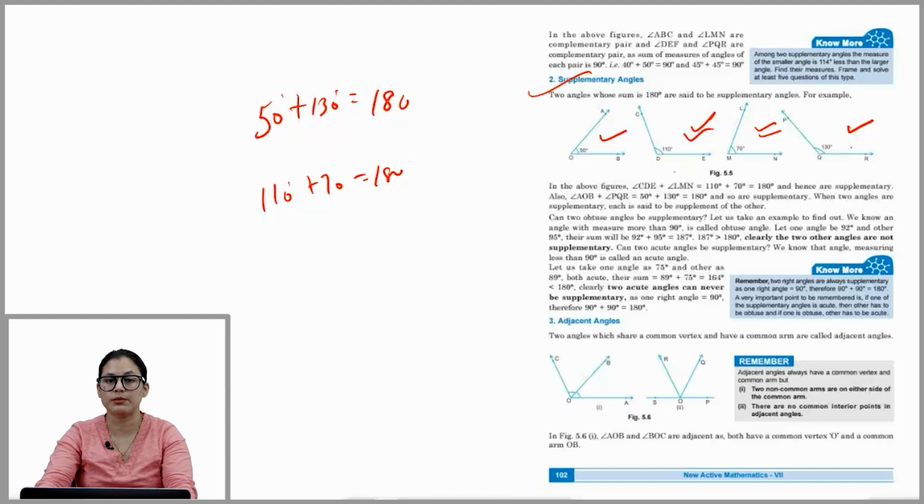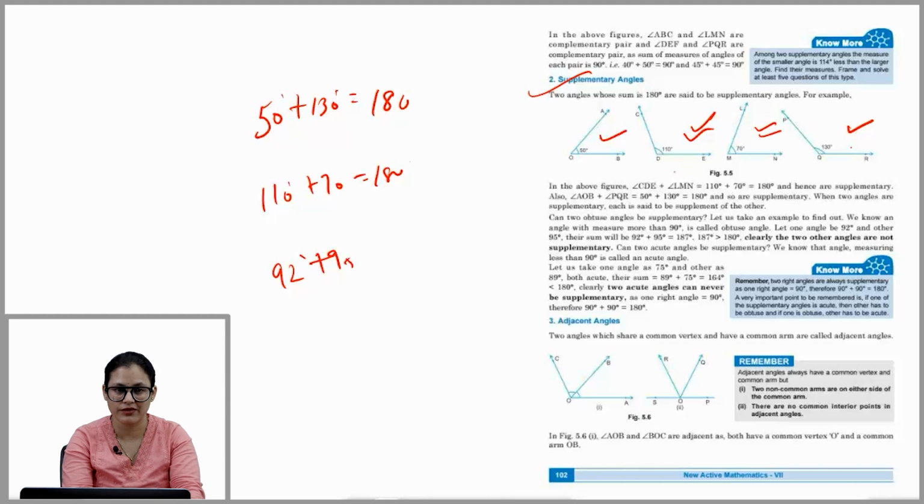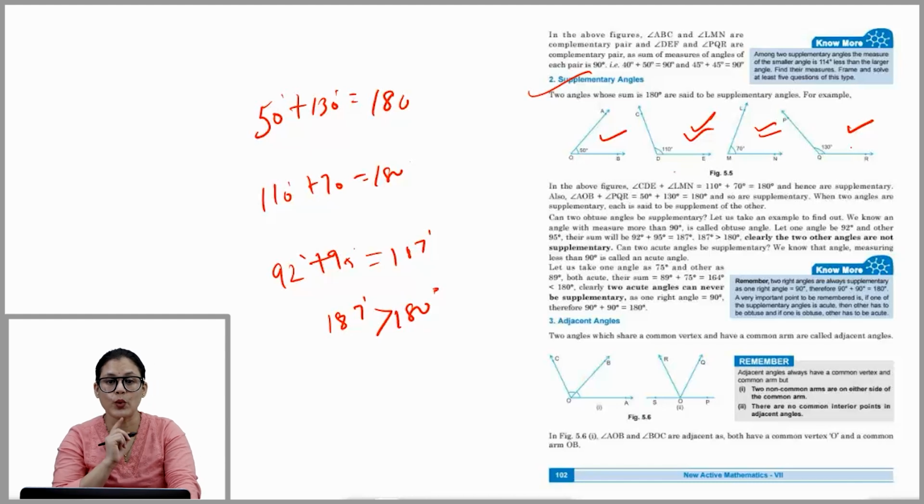Can two obtuse angles be supplementary? No. Let us take an example to find out. We know an angle with measure more than 90 degrees is called an obtuse angle. Let one angle be 92 degrees and the other 95 degrees. What will be their sum? 92 plus 95 is equal to 187 degrees, and 187 degrees is greater than 180 degrees. So clearly two obtuse angles are not supplementary.